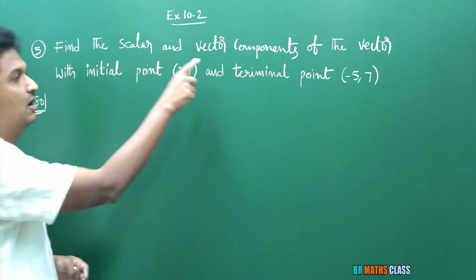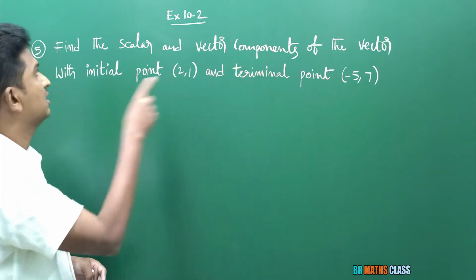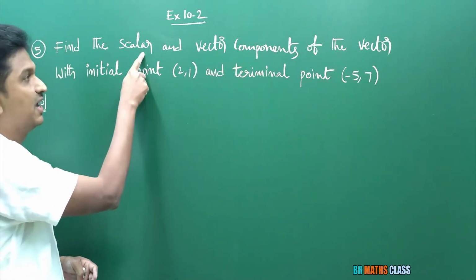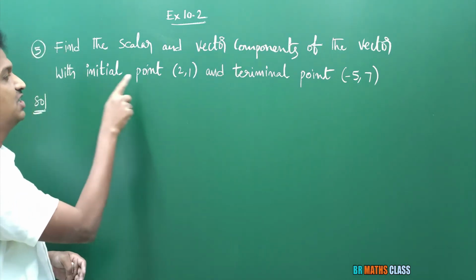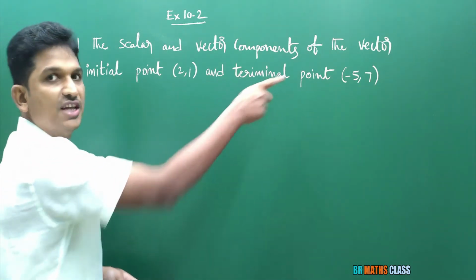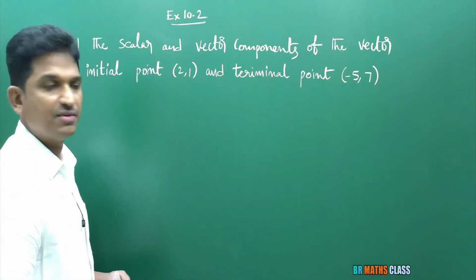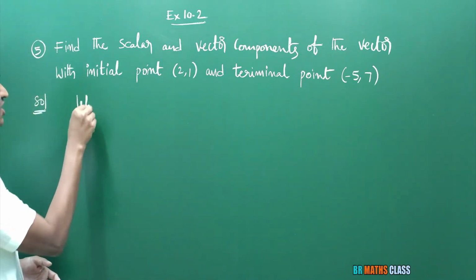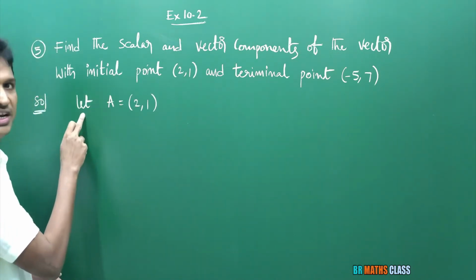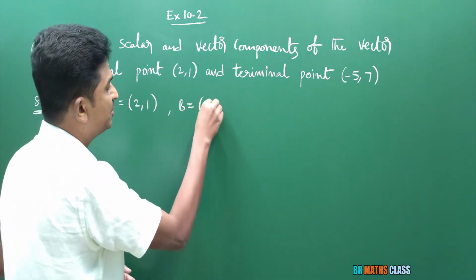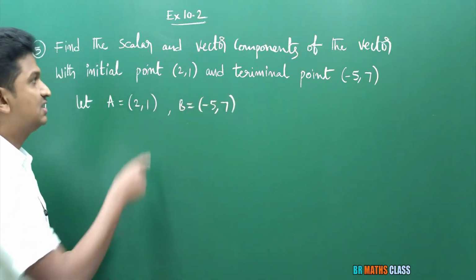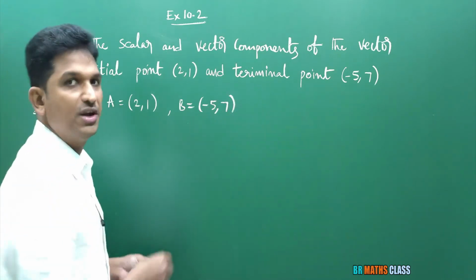You observe this question number 5. Find the scalar and vector components of the vector with initial point 2, 1 and terminal point minus 5, 7. What I'll do here, I'll take the initial point as A. I am considering A is 2, 1. And what is the terminal point? B is minus 5, 7. I consider that the initial point is A and the terminal point is B.